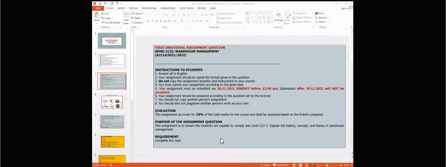I'll give you an idea. On this topic, what exactly is introduction to warehouse management? We look at what the issues in warehouse management are. What are the issues and challenges in warehouse design? What are the challenges and issues in measuring benchmarks? What are the issues and challenges on the warehouse equipment? What are the issues and challenges on the warehouse layout?